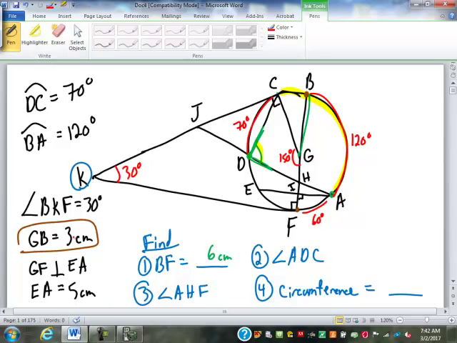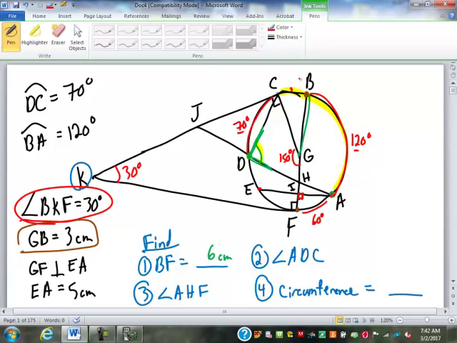We got, what's that? We're given that GF and EA are perpendicular. I've already marked that as perpendicular right there. And EA is 5. So all the way across here is 5 centimeters. I'm not going to write that in right now because that's not relevant to any of our angles at the moment. So we're back to looking for angle ADC. Well, we know this is 70. This is 120. If we could find that piece, we'd be set.